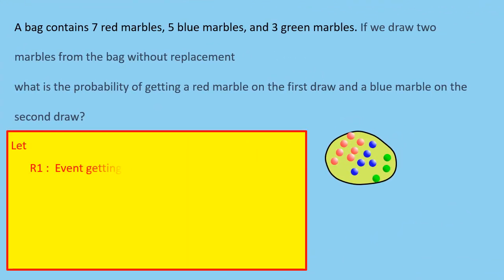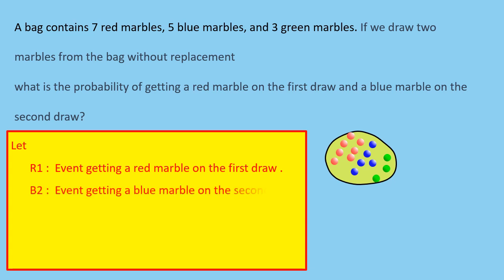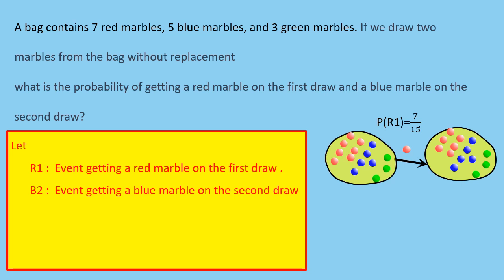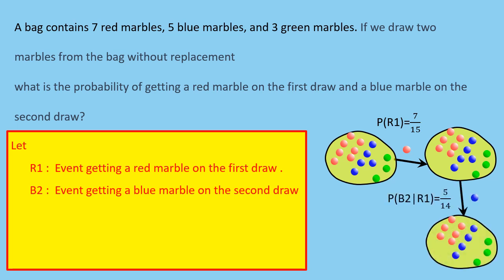Let R1 be the event of getting a red marble on the first draw, and B2 be the event of getting a blue marble on the second draw. Because we have 7 red marbles inside a bag of 15 marbles, the probability of event R1 is equal to 7/15. After taking out the red marble the first time, there are 5 blue marbles remaining in the bag of 14 marbles, so the probability of B2 given R1 is equal to 5/14.